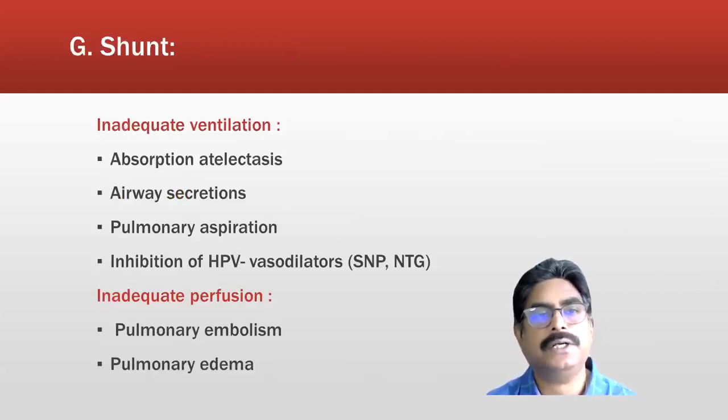Shunt, inadequate ventilation. I already told you about absorption atelectasis with 100% oxygen. Then airway secretions partially obstructing cause resorption atelectasis, and pulmonary aspiration may cause hypoxia, or inhibition of hypoxic pulmonary vasoconstriction by vasodilators like SNP and nitroglycerin. Inadequate perfusion, that is pulmonary embolism. So the alveoli are ventilated but not perfused because of the pulmonary embolism. So it is wasted ventilation, and it may also be due to pulmonary edema.